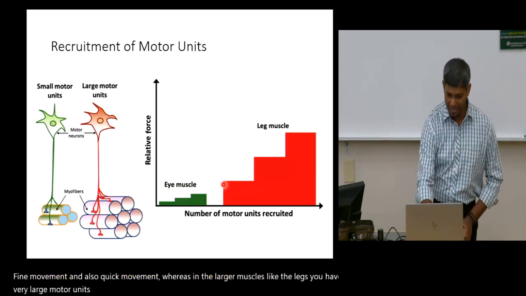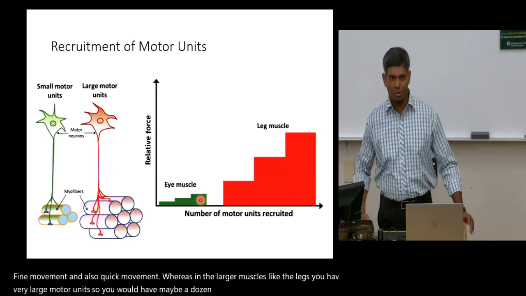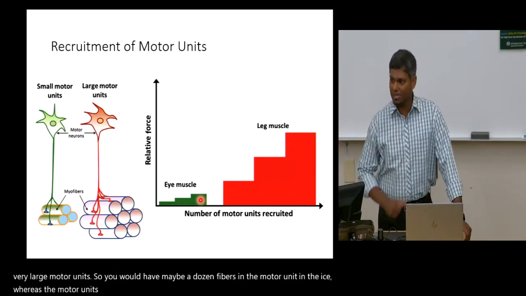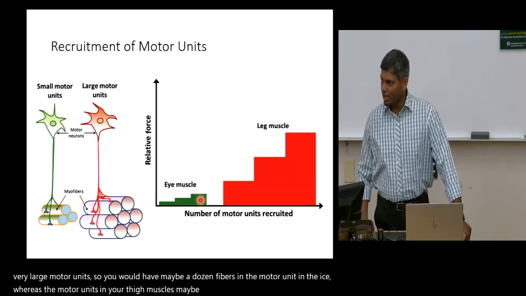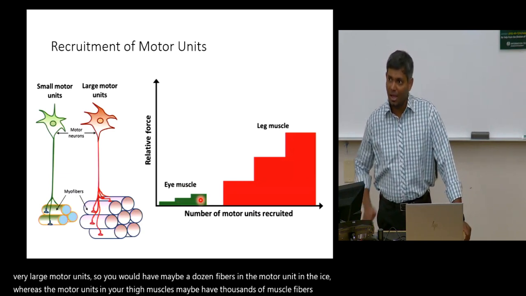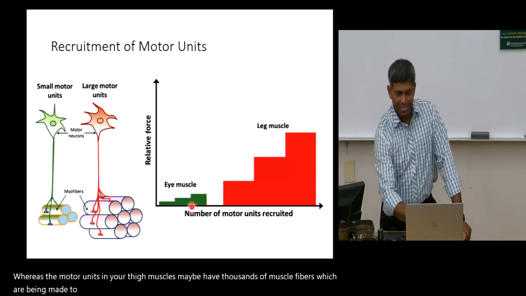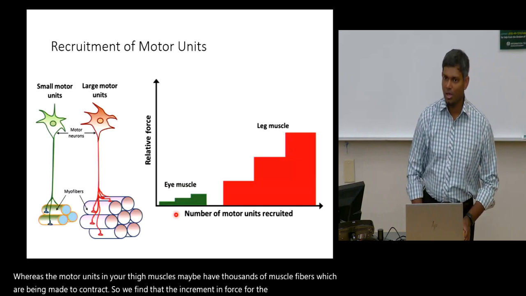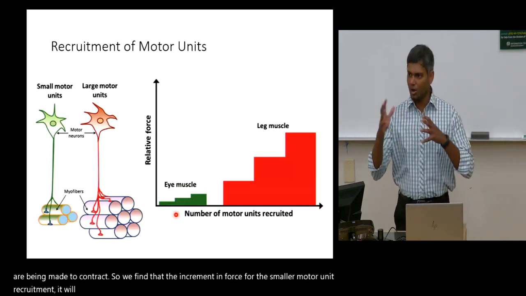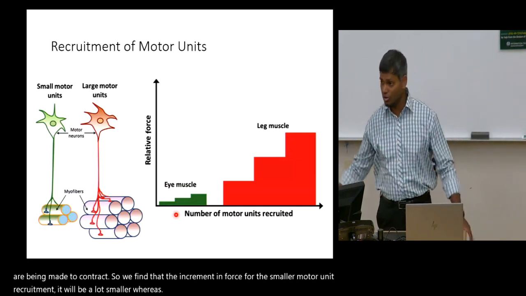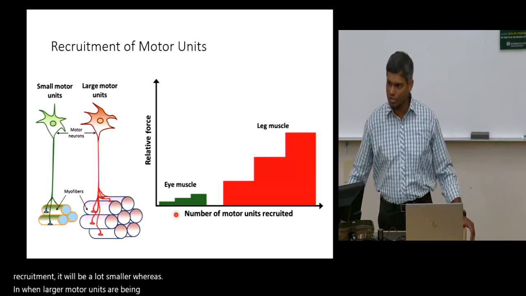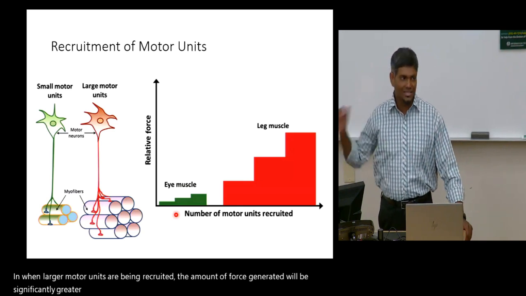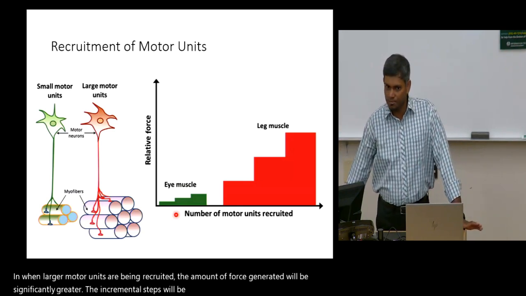So you would have maybe a dozen fibers in the motor unit in the eyes, whereas the motor units in your thigh muscles maybe have thousands of muscle fibers which are being made to contract. So we find that the increment in force for a smaller motor unit recruitment will be a lot smaller, whereas when larger motor units are being recruited, the amount of force generated will be significantly greater. The incremental steps will be much larger, right?